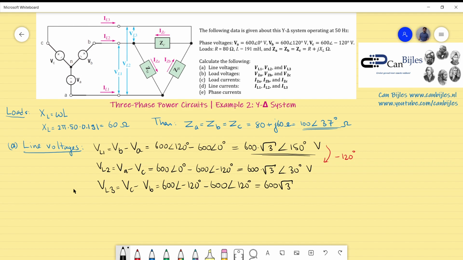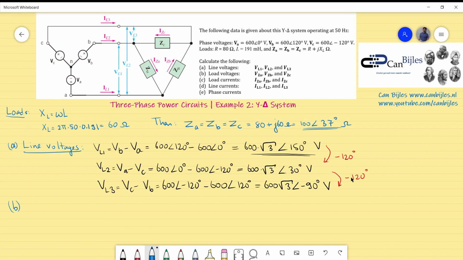If you again do the math by converting the polar notation to rectangular notation, add them up and convert back to polar notation, you will have the same expression for the amplitude, but the phase will, as we discussed earlier, again be decreased by 120 degrees, which will be minus 90 degrees in this case. So we have again a reduction in the phase, but the amplitude will be multiplied by square root of 3. Okay, that's actually for the line voltages for this system.